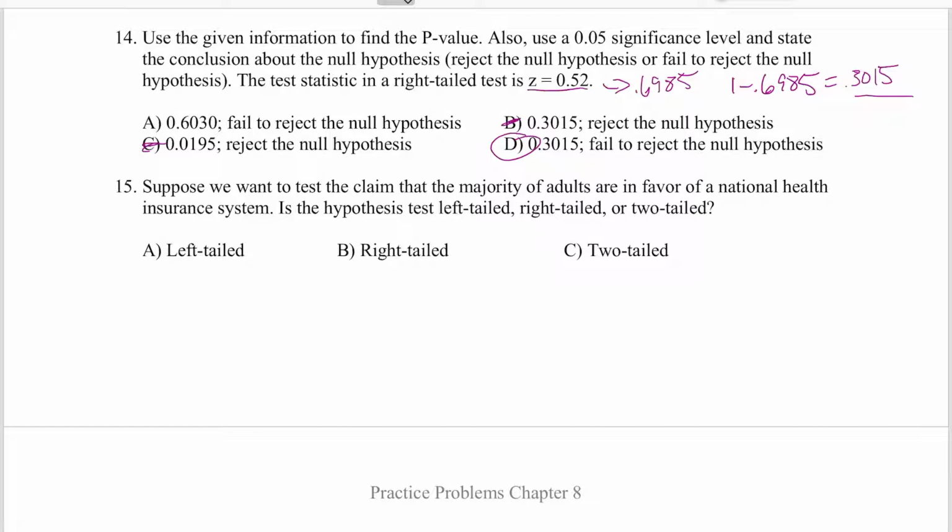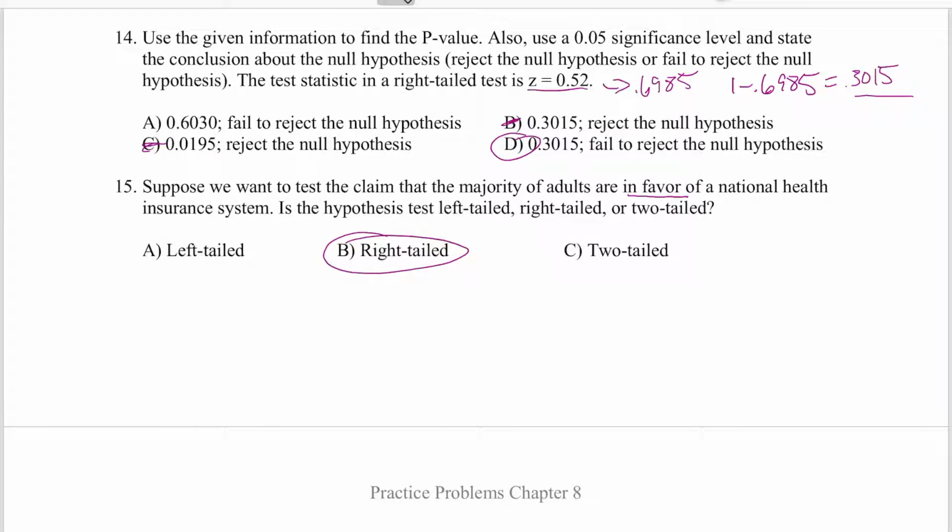Number 15, moving on, we have a claim that the majority of adults are in favor of a national healthcare system. What type of hypothesis is this? Is it left-tailed, right-tailed, or two-tailed? The key words here are "in favor of." Most of the time when you're in favor of something and you're testing a difference, that's going to be like the majority, a positive value. So you want to see that more people are in fact engaged in it, and that is going to be a right-tailed test.